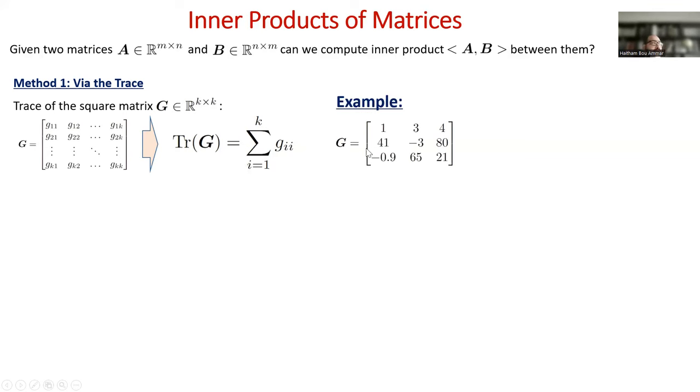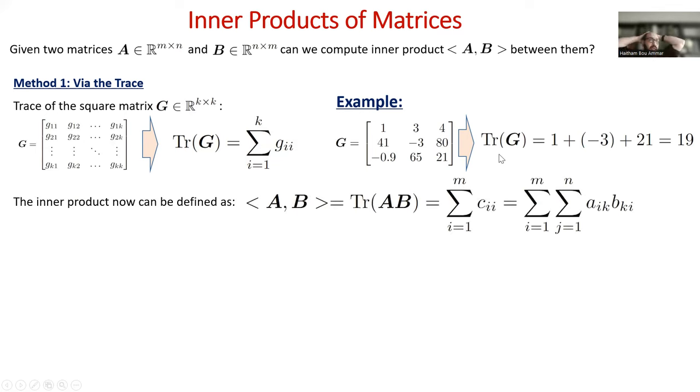Here's an example. If you have a matrix G, in this case 3 by 3, with 3 rows and 3 columns, the trace operator here will sum 1 with minus 3 and with 21. I'm just summing the components of the diagonal: the first diagonal element, the second, and then the third. That will give me the result.